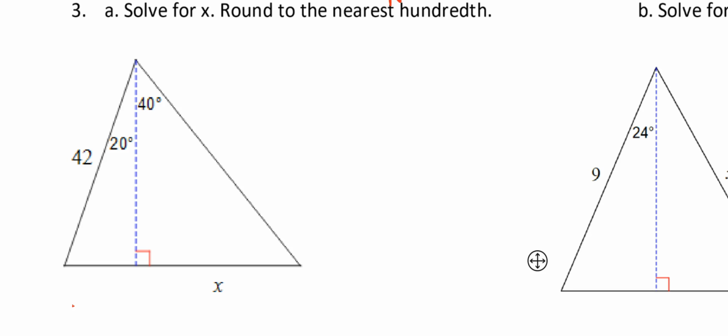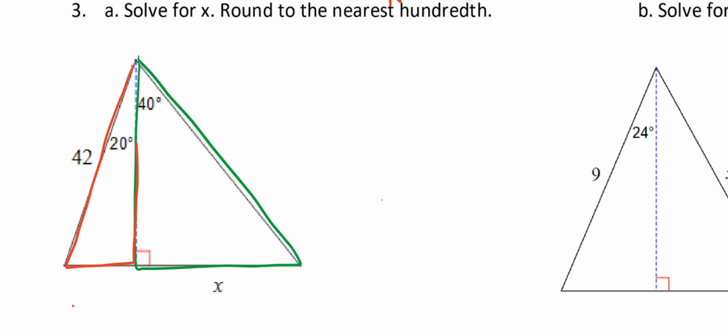All right, let's take a look at problem 3a. It says solve for x, round to the nearest hundredth. Okay, so when we see problems like this, you have to identify that you have two right triangles. We have this one here on the right, and then we have this one here on the left. So if we have two right triangles, it probably means we're going to be doing two problems. So let's take a look.